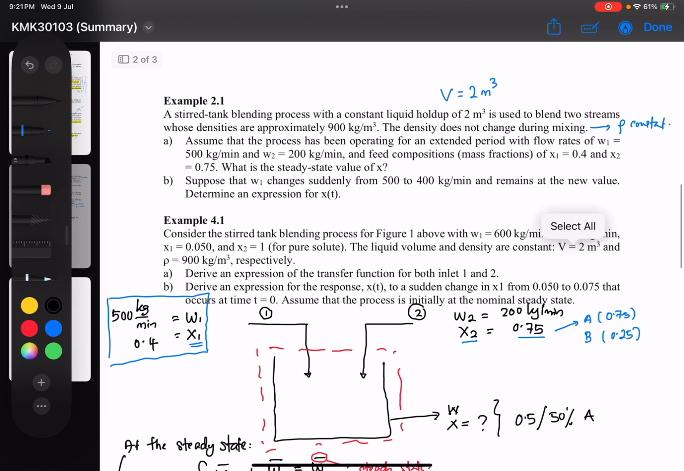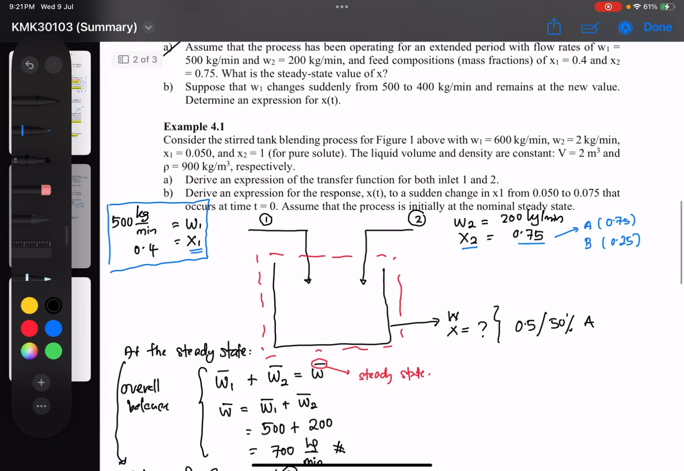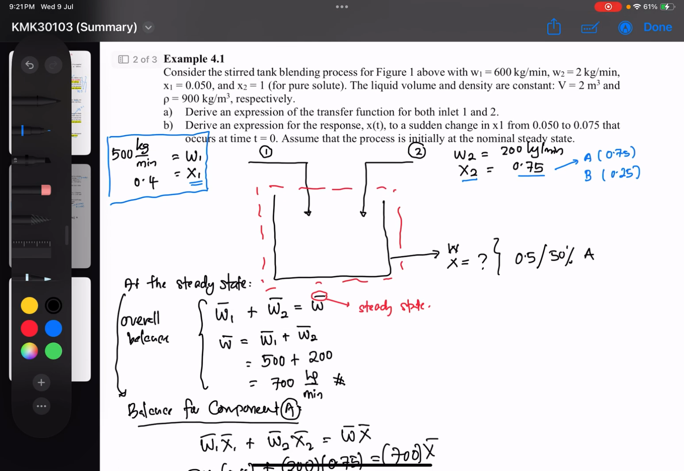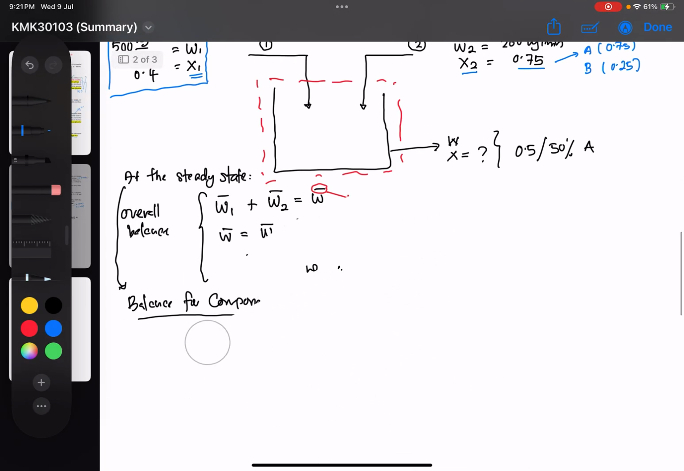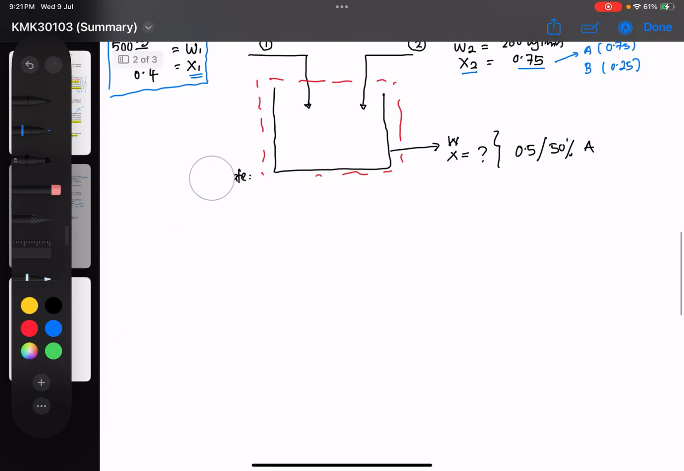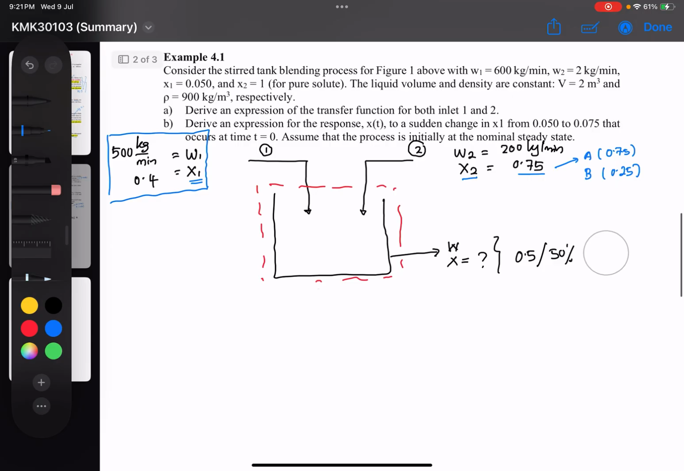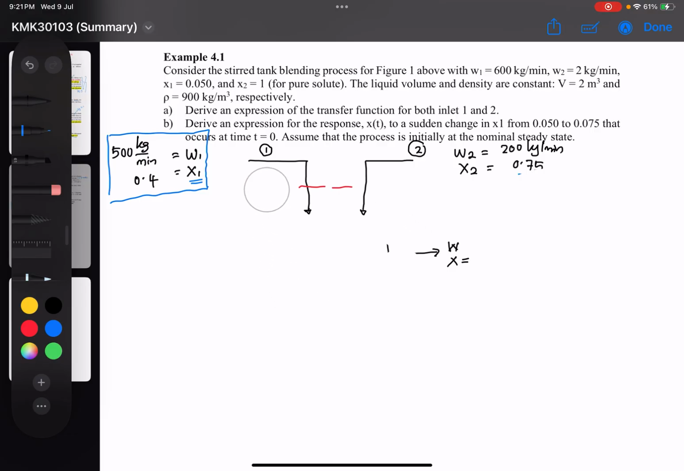So we are already done with part A. Now I'm going to move to part B. I'm going to erase some of the calculation here because we already calculated it for the steady state. This one is also going to be erased. I'm going to redraw the diagram. Let's make it look something like this.